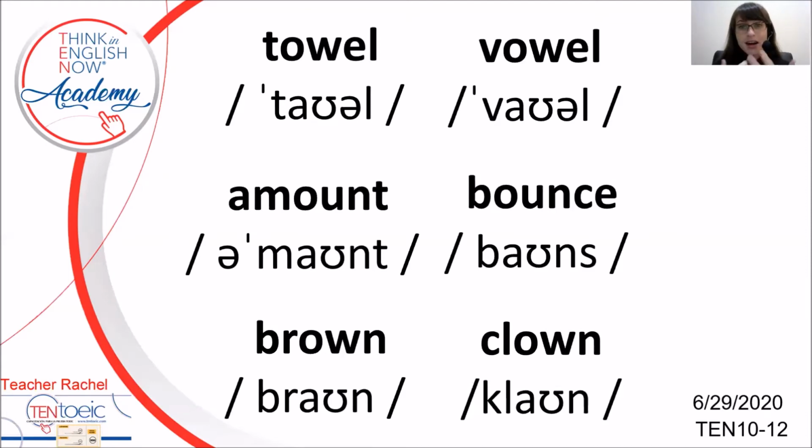Brown. This is a color, and it can be many different kinds of shades. For example, this is brown. So it's not black, it's a little bit lighter. Brown.